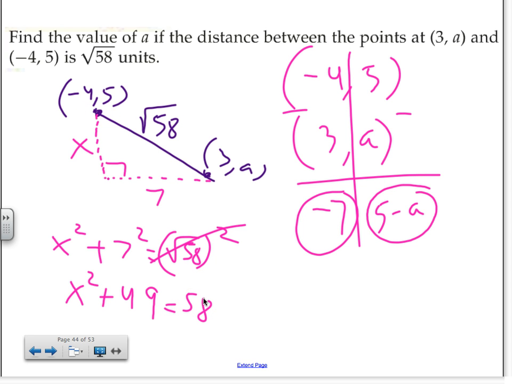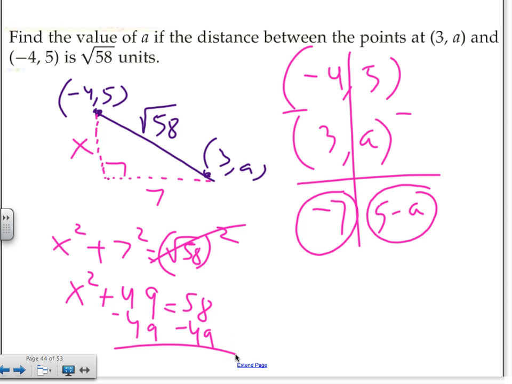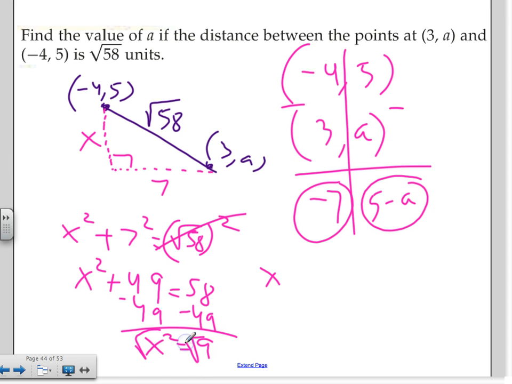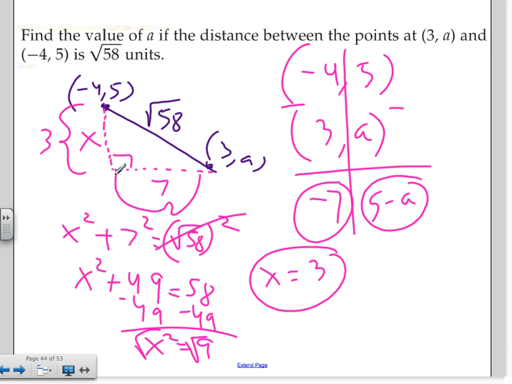7 squared is, of course, 49. And how do I solve that? Subtract 49 over. So 58 minus 49 is 9. So x squared is simply 9. What is x? X equals 3. You take the square root of both sides. Now look, you have to understand here: what you just found is the distance for that shorter leg, which is 3. What they want you to find is the missing coordinate to make it true. Over here, you know that this is 7, which corresponds to this side right here.